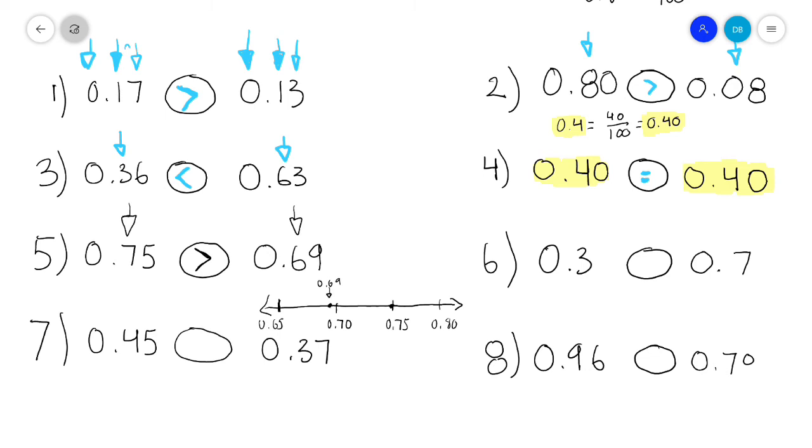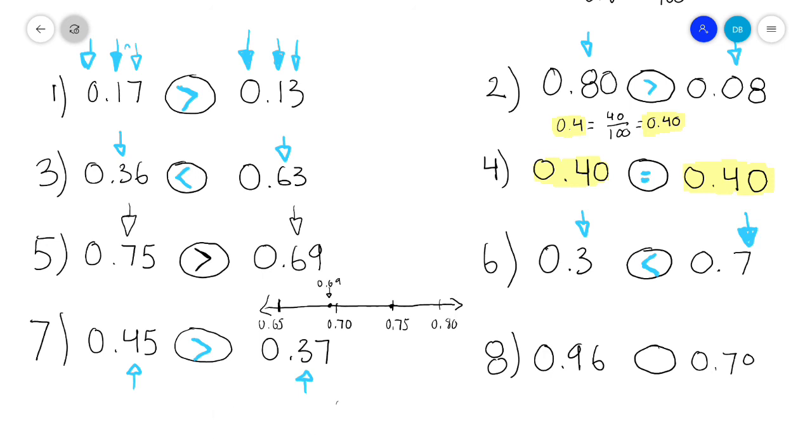Let's go to number 6. 3/10 and 7/10. We're dealing with apples and apples, right? Tenths and tenths. So we just go to the first column. 3 and 7, those are both in the place value of tenths. And we have 7/10 is greater than 3/10. Moving on to number 7. Here we have a 4 in the tenths, and here we have a 3 in the tenths. Which is greater? 45 hundredths is greater than 37 hundredths.